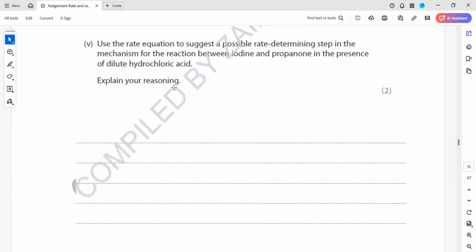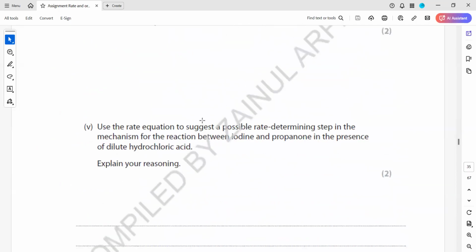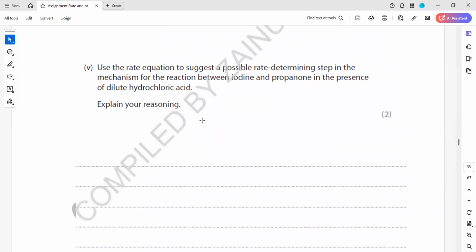Use the rate equation to suggest the possible rate determining step in the mechanism of this reaction between iodine and propanol in the presence of dilute acid. So according to the rate equation, use a rate equation to suggest the possible rate determining step in the mechanism. So what will be the possible rate determining step? Because in the rate determining step, the propanol reacts with hydrochloric acid. Propanol should react with hydrogen, and this is first order, so they should react with each other.